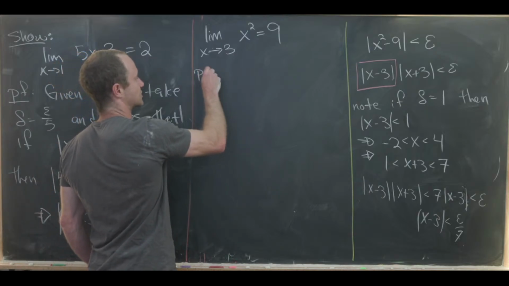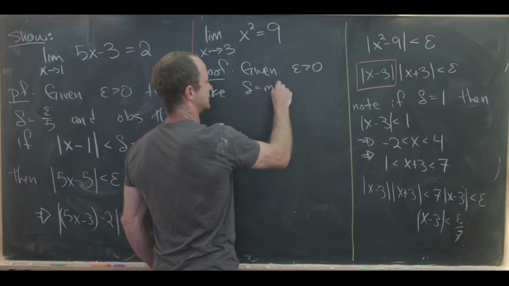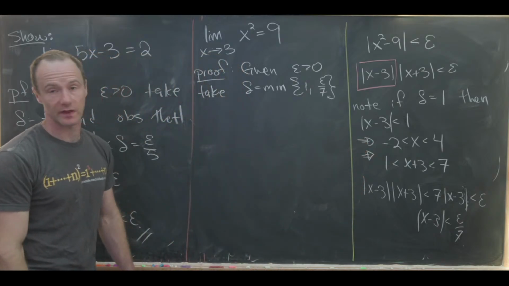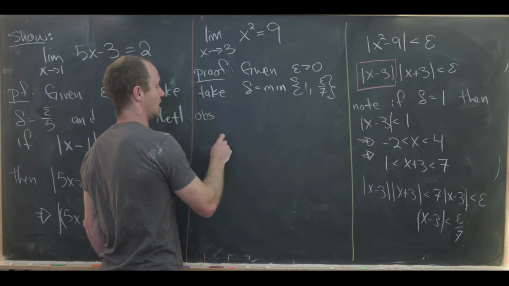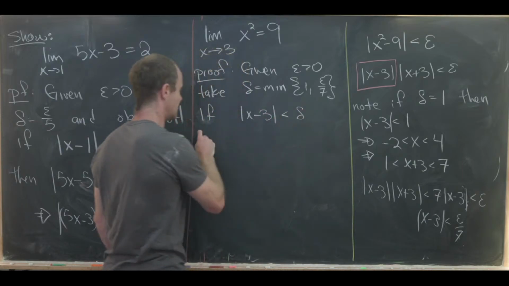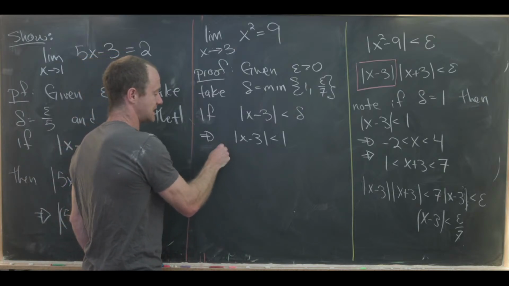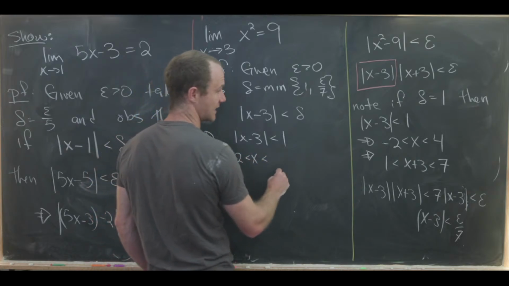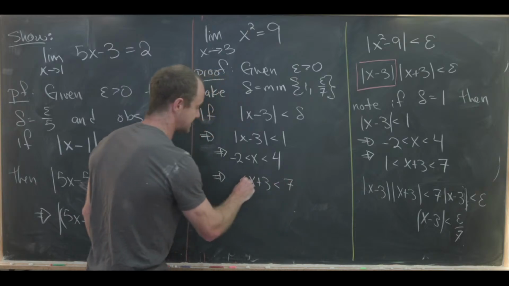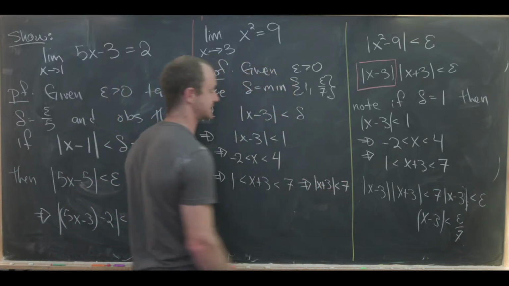Now let's go the forward direction. Okay, so given epsilon bigger than 0, let's take delta to be equal to the minimum of 1 and epsilon over 7. 1 because of this business right here, epsilon over 7 because of that over there. Now let's start our first observation with, now if the absolute value of x minus 3 is less than delta, then that means that the absolute value of x minus 3 is less than 1, because delta is less than or equal to 1, but that means that x is between -2 and 4 by like exactly what we did over there, but that means that x plus 3 is between 1 and 7. Okay, but that means that the absolute value of x plus 3 is less than 7.